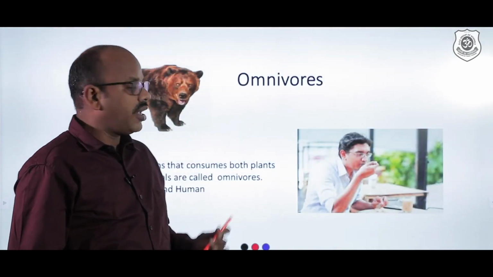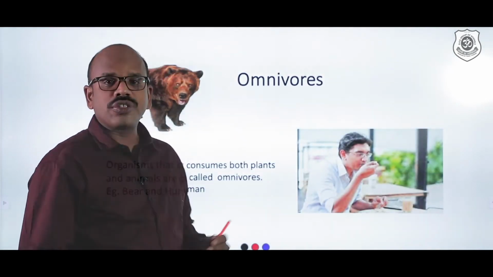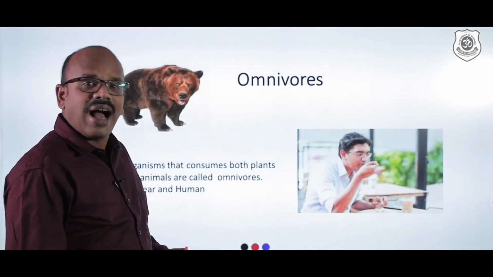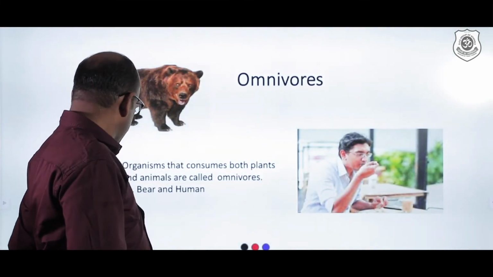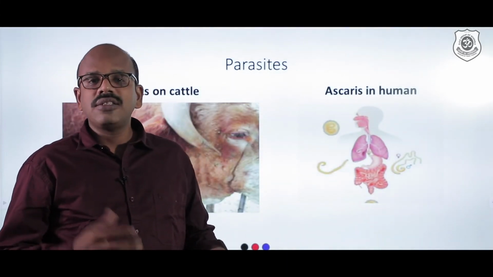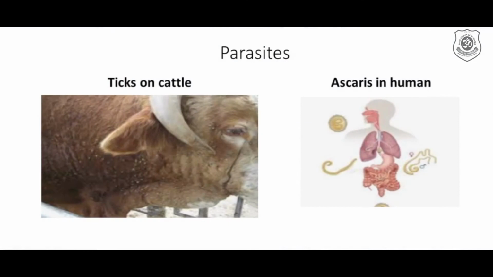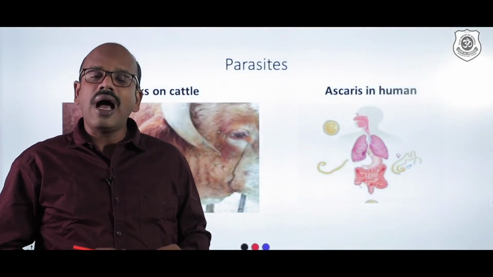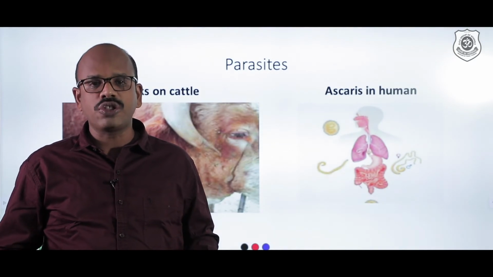Now let us go to the next level called omnivores. Omnivores, just now we have discussed, are organisms like bear and human being, those who can consume both plants and animals. They are called omnivores. And now parasites. Parasites, as we have discussed, are organisms which derive the nutrients from the host directly without harming or least harming the host. And sometimes, of course, they do cause disease also.